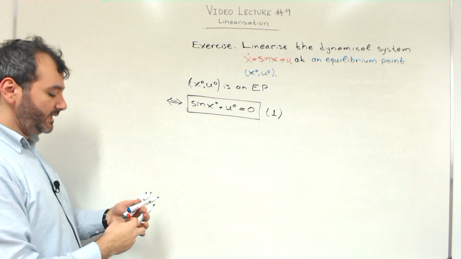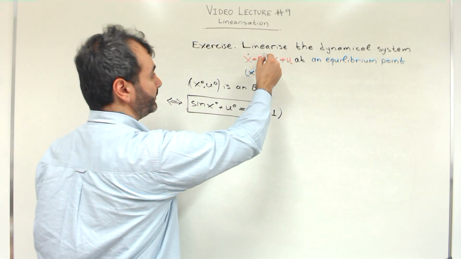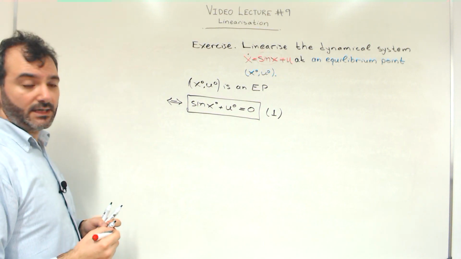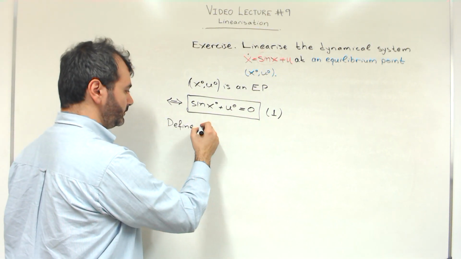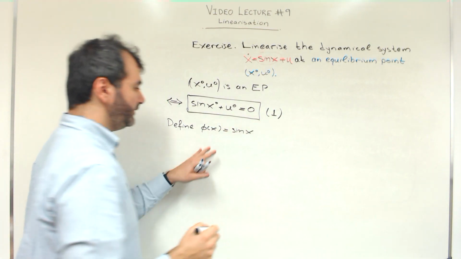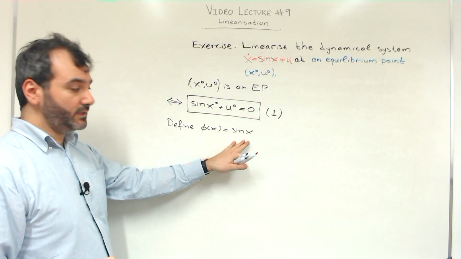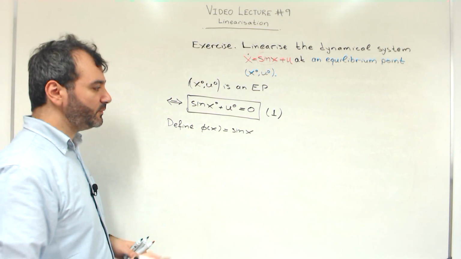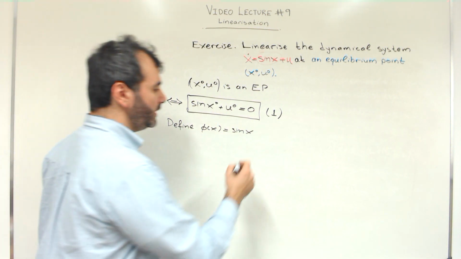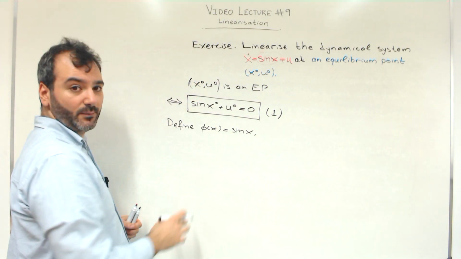And then, what is the nonlinearity here? It is sine of x. So let us define a function. Let us define this function phi, which is sine of x. There is no problem with this function. It is differentiable at all points x0. Let us now linearize at the point x0.